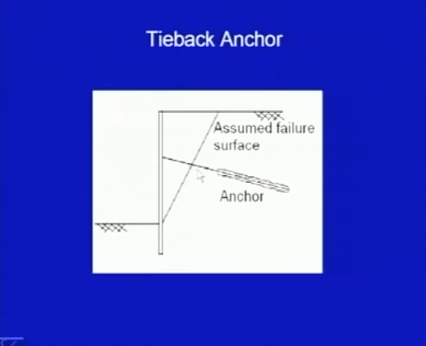Then this is a tie back anchor. Here the anchors can be provided, and I also discussed the case of planar failure, where you can also provide anchors. Those anchors will try to stabilize this mass. Here it is the assumed failure surface and the anchor is here. The anchor will try to pull it and give some stabilizing effect on this slope.